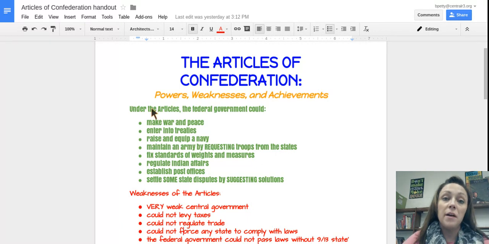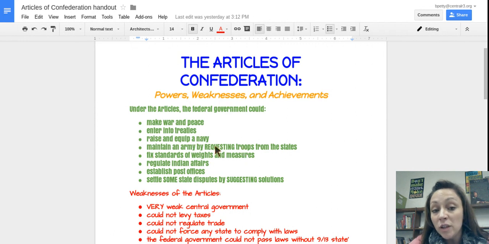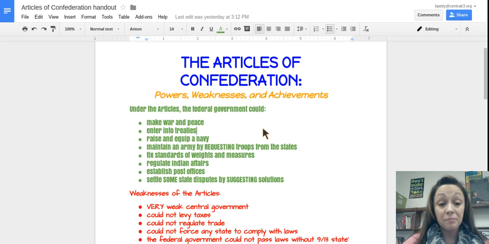So some things that the federal government could do under the Articles of Confederation. They could make war and peace. They could enter into treaties. They could raise and equip a navy. They could maintain an army by requesting troops from the states. That's important, requesting troops. They couldn't really implement a draft like we had up until pretty much the 70s. They could request that states send troops, but if a state didn't want to, they didn't have to.